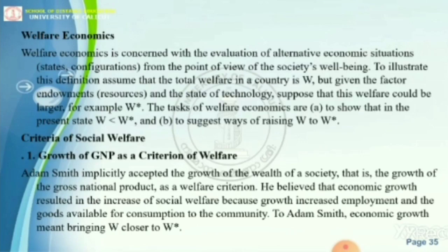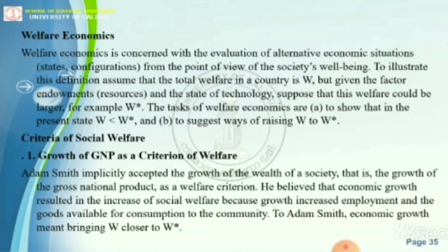The next aspect is welfare economics. Welfare economics is concerned with the evaluation of alternative economic situations, that is states or configurations, from the point of view of the society's well-being. To illustrate this definition, assume that the total welfare in a country is W, but given the factor endowment, that is resources, and the state of technology, suppose that this welfare could be larger, for example, W star.